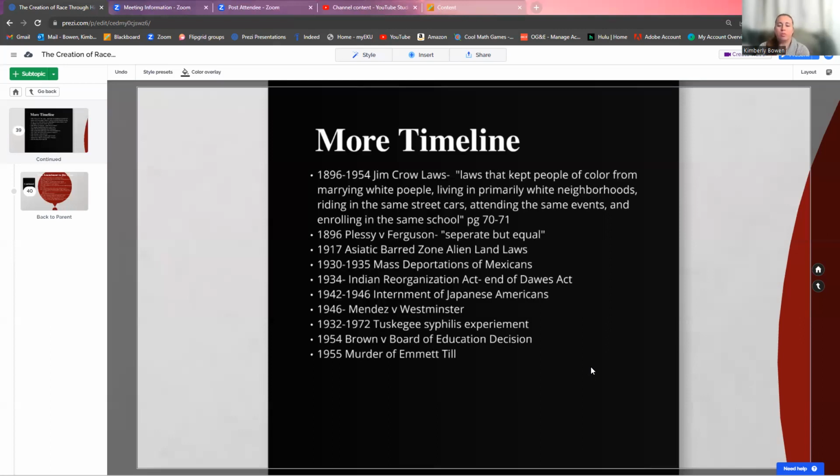1934 was the Indian Reorganization Act that essentially ended the Dawes Act. It was incredibly harmful. There's still not a lot of good happening there, but it did give them a little bit more freedom with their communal spaces. In 1942 to 1946, there was the internment of Japanese Americans. Again, we'll get into that a little bit more here in a minute.